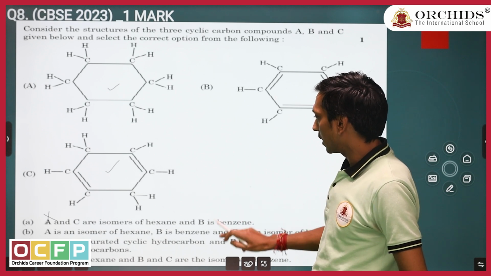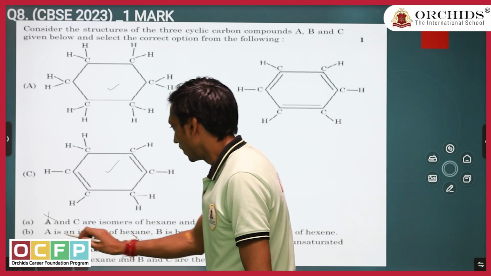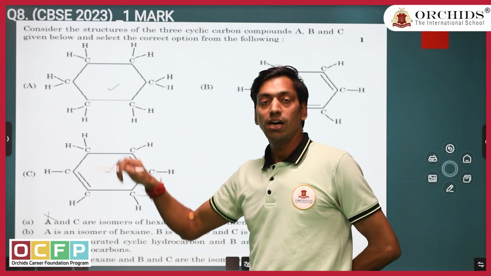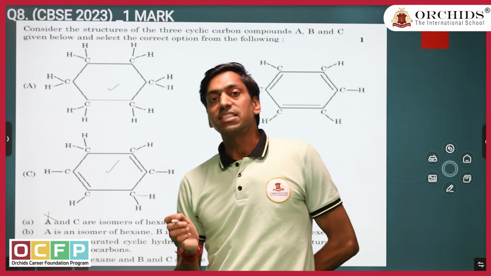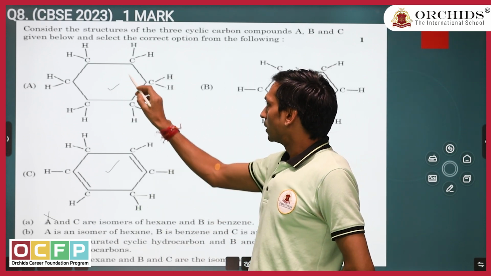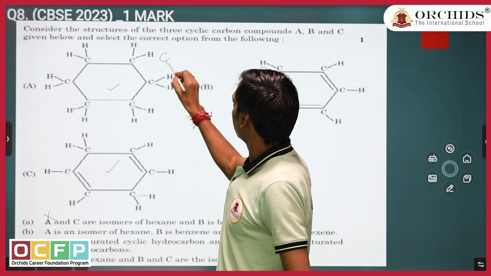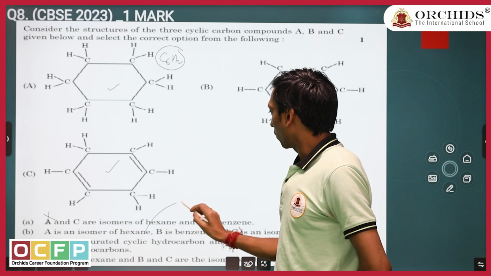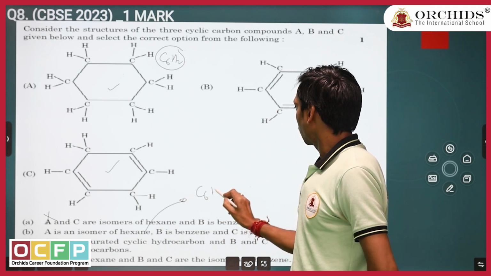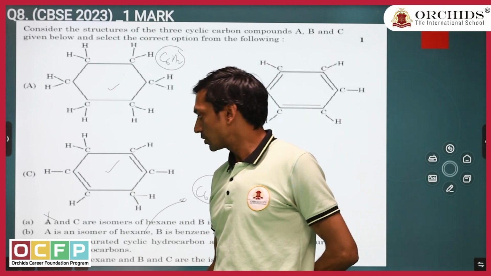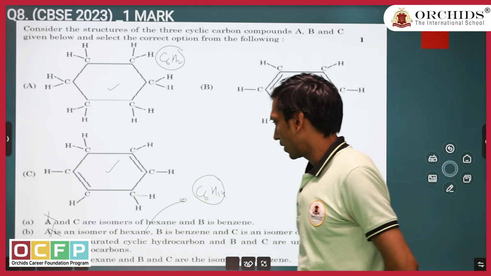Now next we are having option number B. A is an isomer of hexane. Again, isomer means same chemical formula but different structural formula. The formula of this A is C6H12. But the formula of hexane is C6H14. So different chemical formulas mean they cannot be isomers. Option number B will not be our answer.